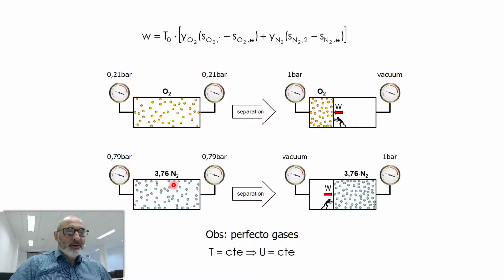And the same applies to N2. It's like having an invisible piston here and an invisible little guy pushing all nitrogen molecules to the right, and the force here times the corresponding displacement is equal to this separation work. And obviously we're going to add these two works. Since they are perfect gases, with temperature being constant, the internal energy is going to remain constant, because it's a perfect gas.